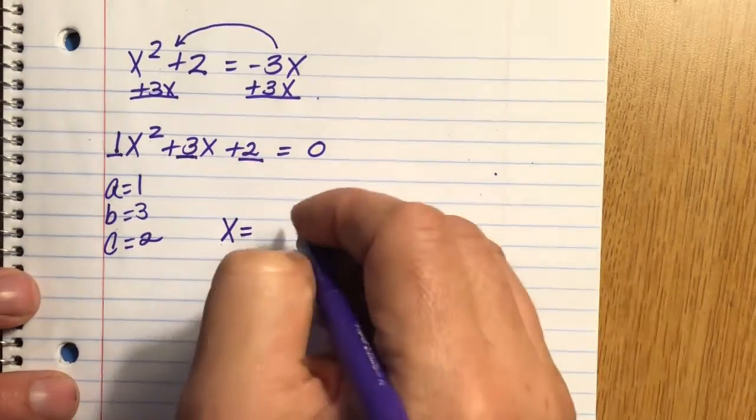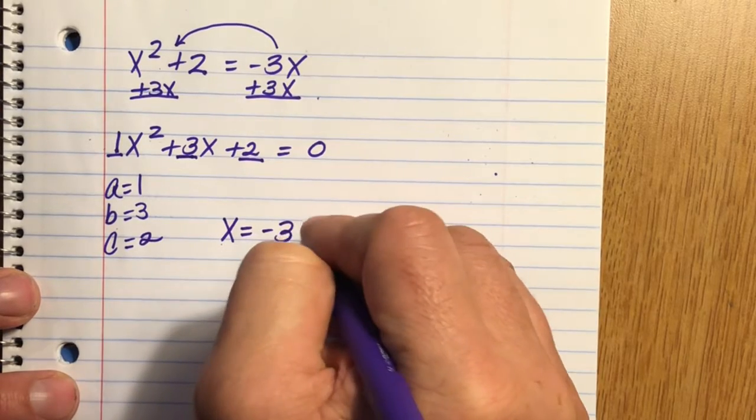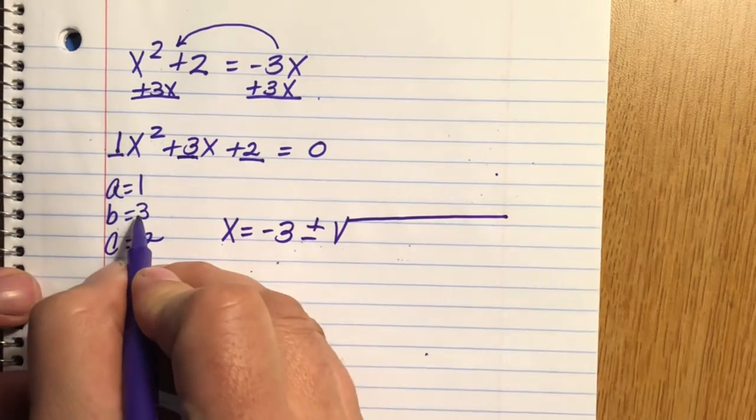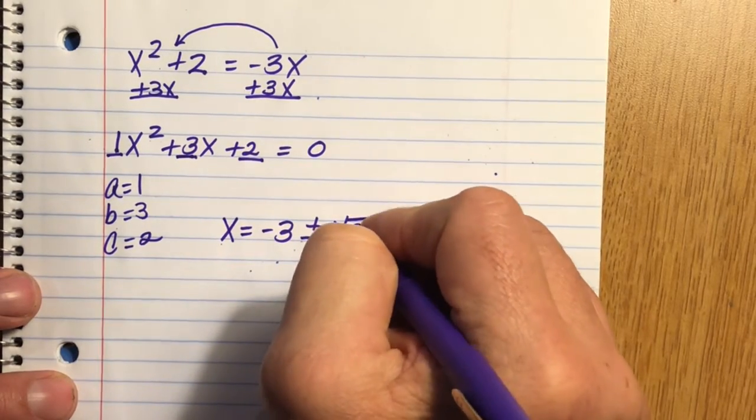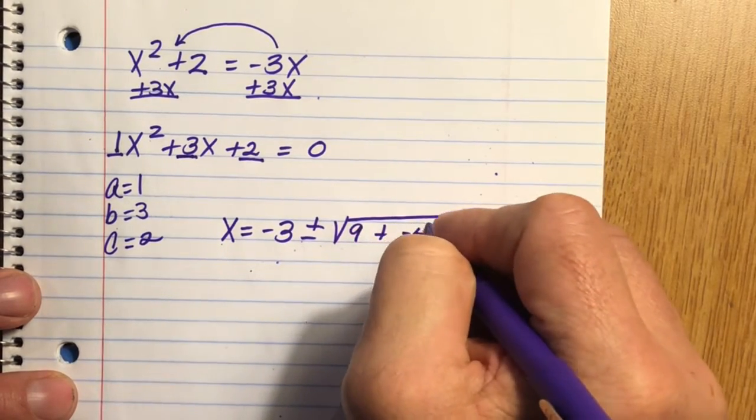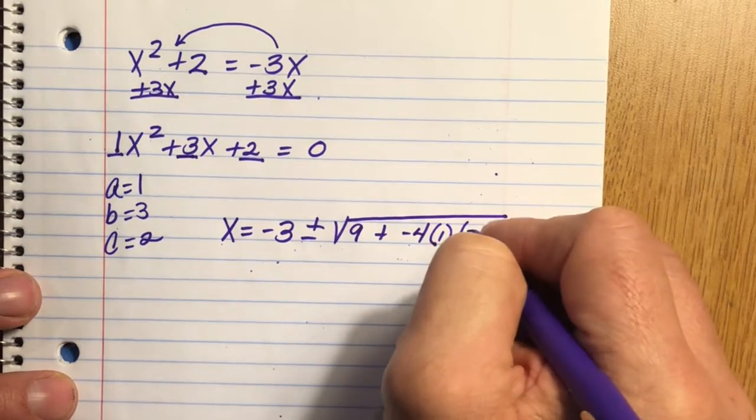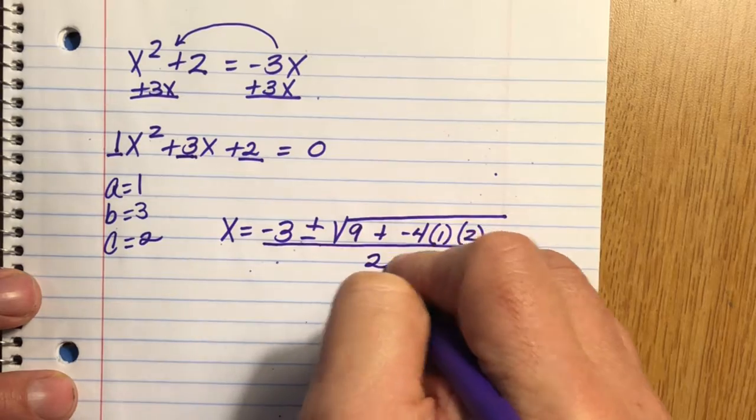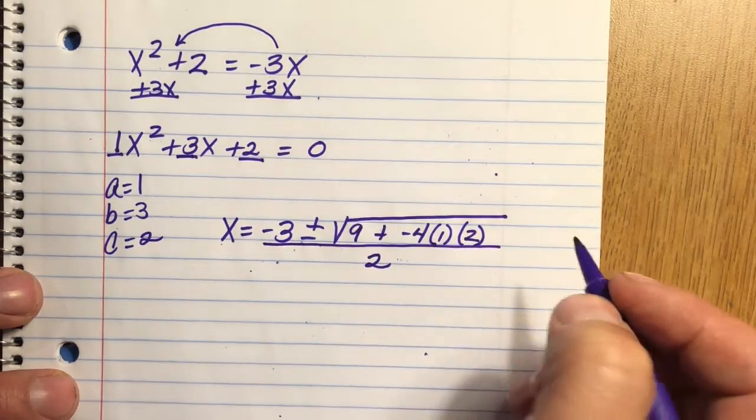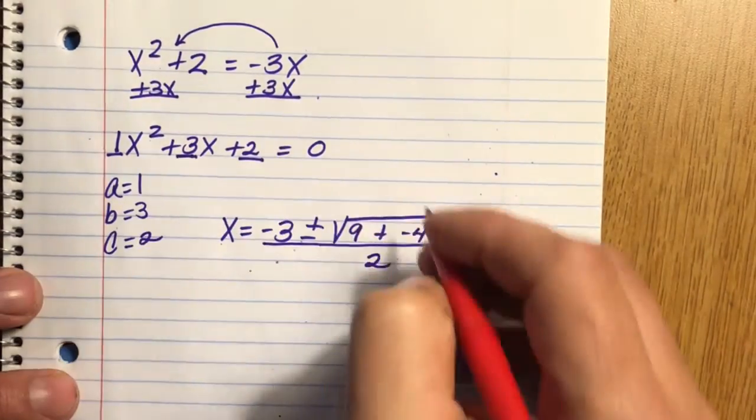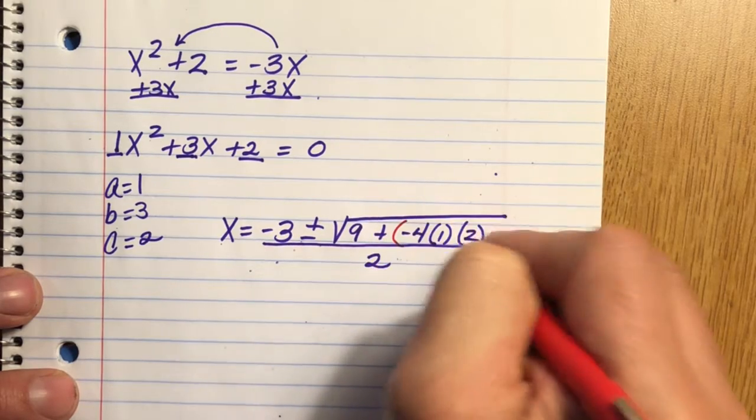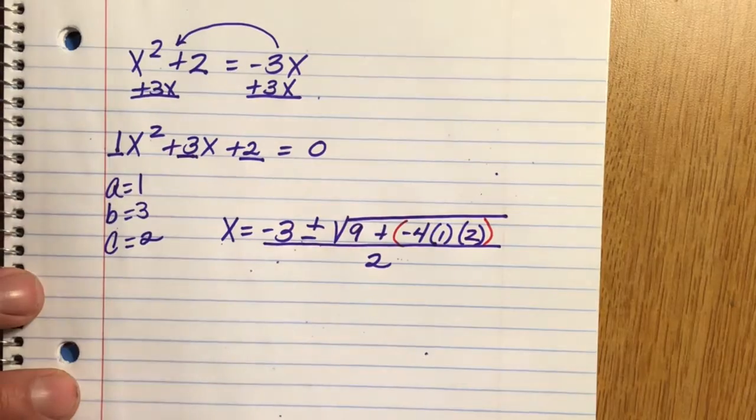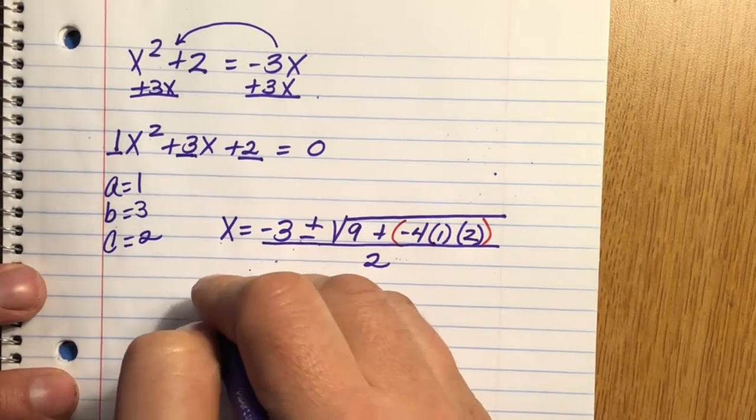X equals the opposite of B plus or minus the square root. Okay, here we go. B squared plus -4 times A times C all over 2 times A, which is 2. So do you see again why I put the plus negative? Because now I can just look at this as a number. Whatever I get, I can add it to 9, and it's pretty easy that way.